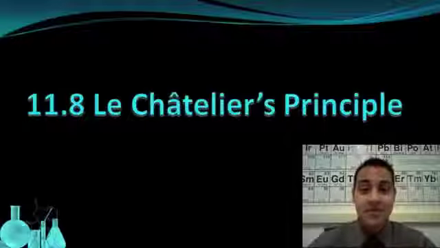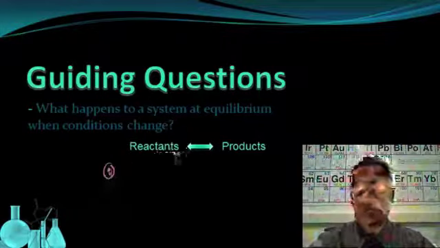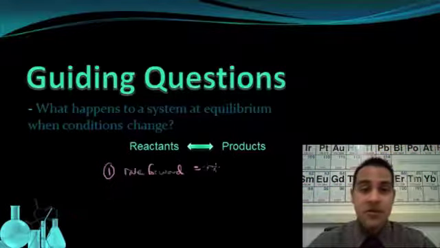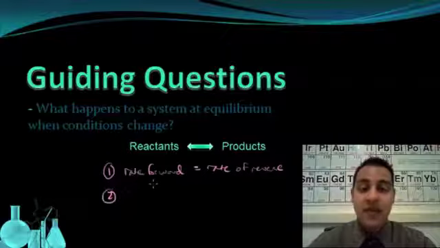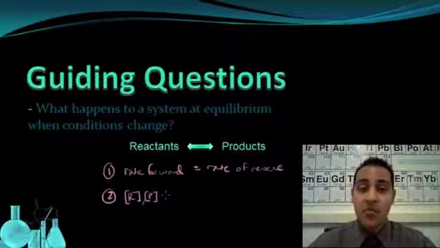Welcome to Le Chatelier's principle. We know that given a reaction equilibrium, like this one, a couple of things are true. First of all, the rate of the forward reaction equals the rate of the reverse reaction. And we also know that at equilibrium, the concentrations of reactant and product have reached a balance. In other words, their concentrations are constant.